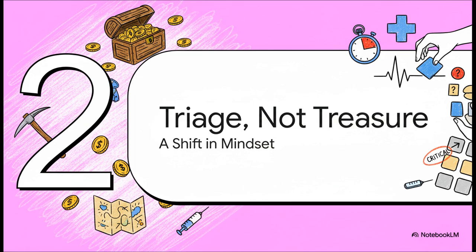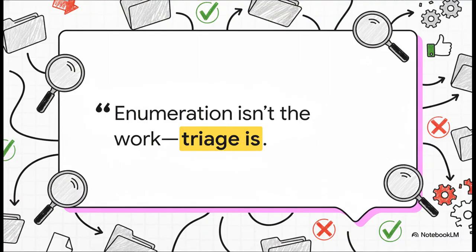Okay, so how do we get out of this trap? Well, it's a total mindset shift. We have to stop being treasure hunters and start acting more like ER doctors. This isn't about finding gold, it's about triage. And this quote from the source material just nails it: "Enumeration isn't the work, triage is." Let that sink in. Finding the files, that's the easy part. A simple command can do that. The real skill, the thing that separates the pros from the amateurs, is what you do next. It's about quickly, efficiently, and accurately deciding which of those files is actually worth a single second of your time.